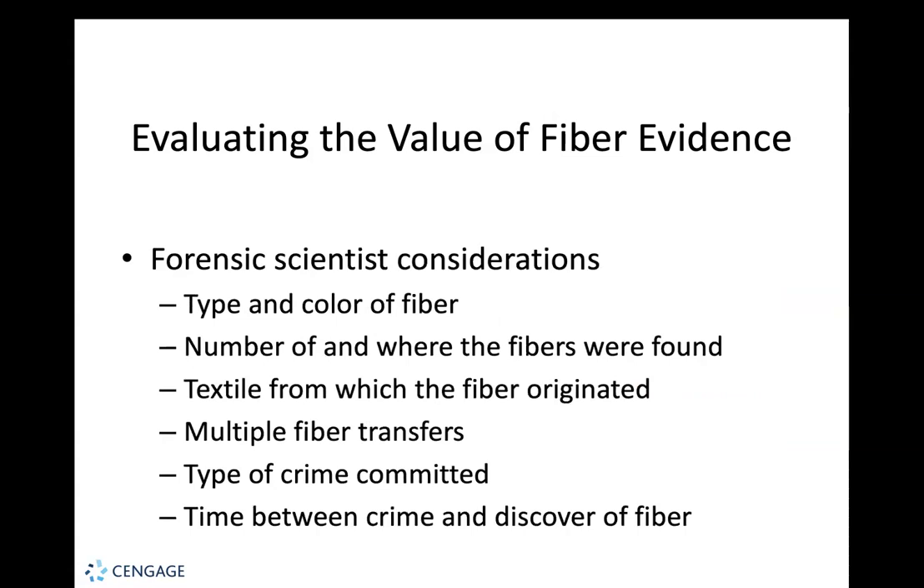Forensic scientists will consider the following: the type and the color of the fiber, the number of fibers and where they were found, the textile from which the fiber originated, were there multiple fiber transfers, the type of crime that was committed, and the time between the crime and the actual discovery of the fiber.